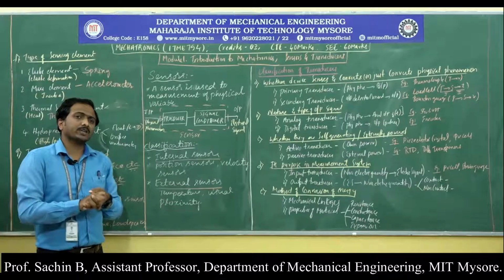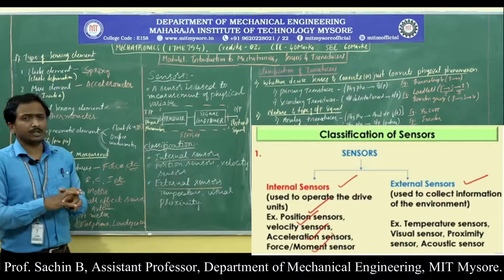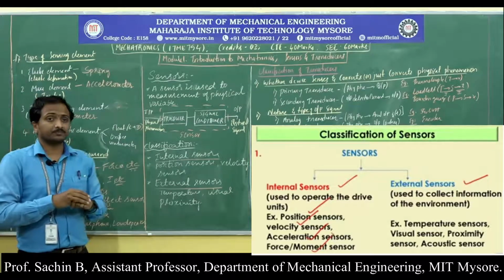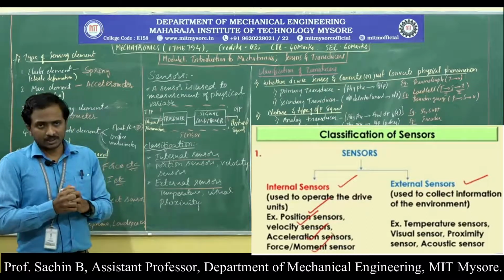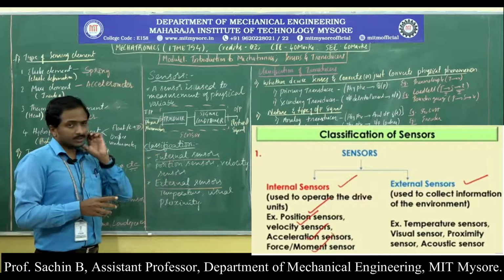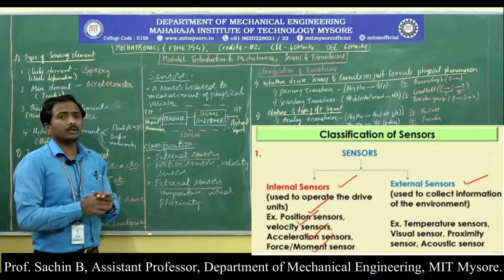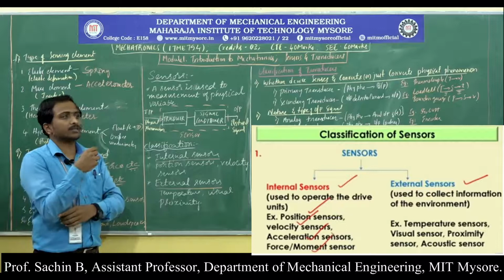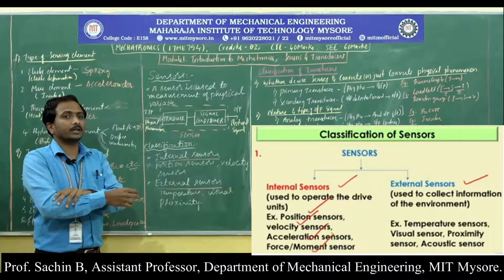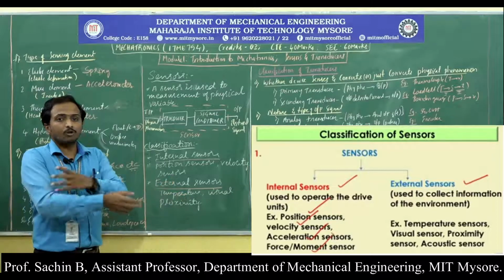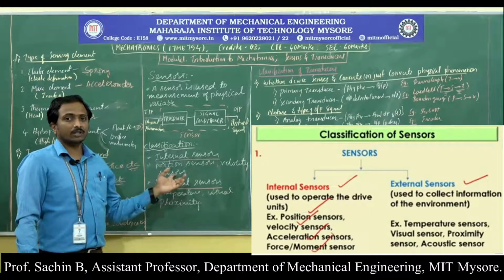When it comes to the classification of sensors, mainly I am going to classify them into two types, internal sensors and external sensors. Even in our body we have internal sensors and external sensors. Internal sensors are used to measure the internal reactions or internal parts connected to any robot or machine. Internally, torque and force get induced. To measure that, they use position sensors and velocity sensors.